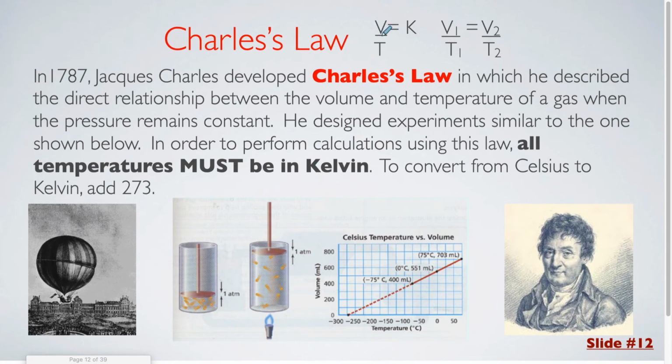Similar to before, we have two versions of this equation. Volume over temperature is equal to some kind of constant, which over here you could see was our constant of the pressure remaining constant. Or you could say your volume over your temperature is equal to your volume over your temperature.